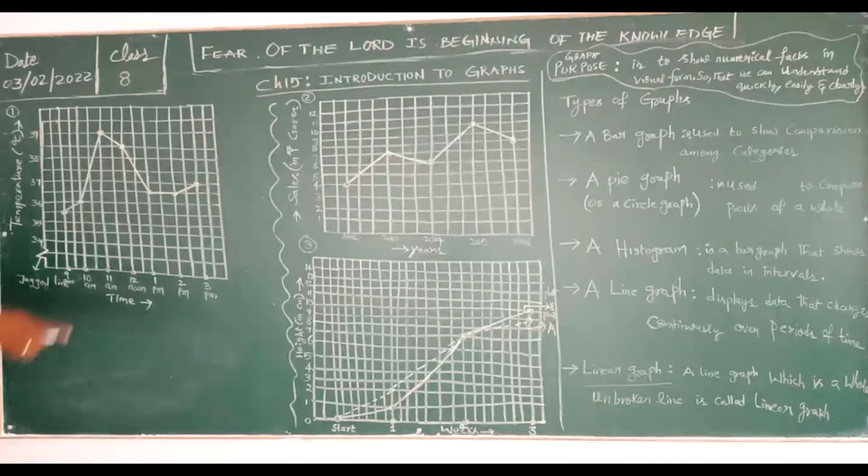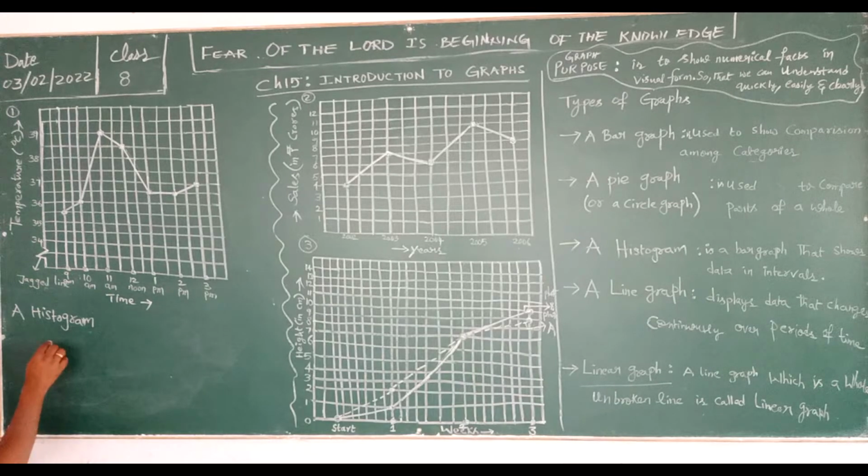So next, what is the third one? It is a histogram. In between intervals, how do we represent the data? That is only a histogram. Once you observe this diagram, then you can understand what a histogram is.